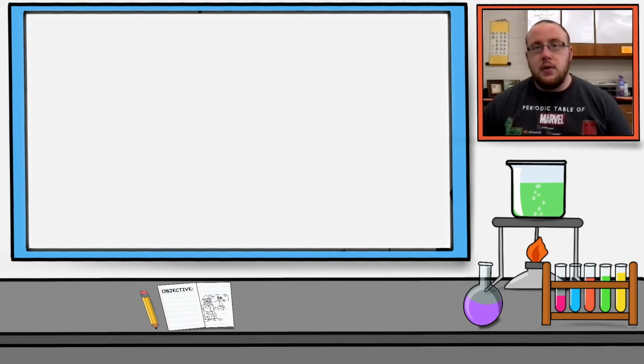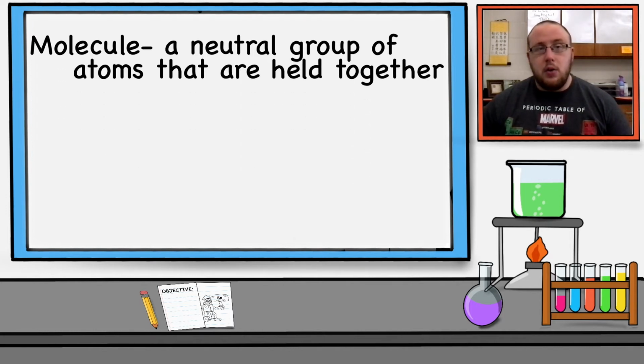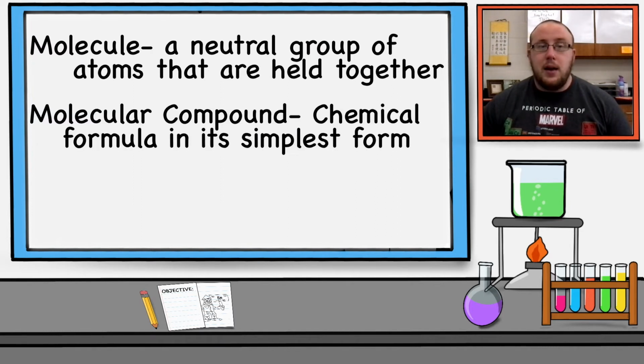Before we do that though, let me introduce you to some vocabulary words that you may or may not have been using. A molecule is a neutral group of atoms that are held together, while a molecular compound is a chemical compound in its simplest form. This means it's basically a reduced chemical formula.